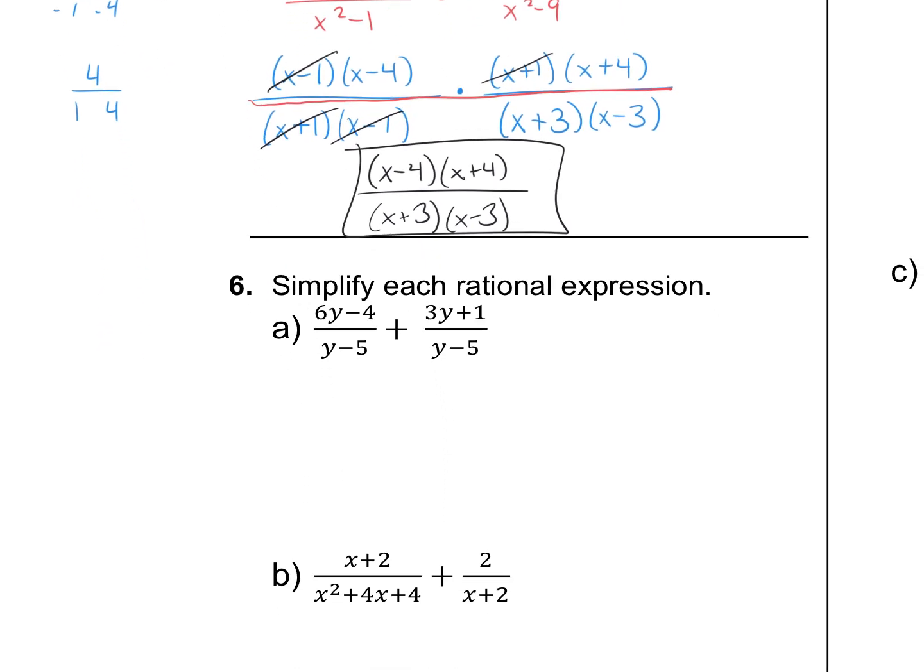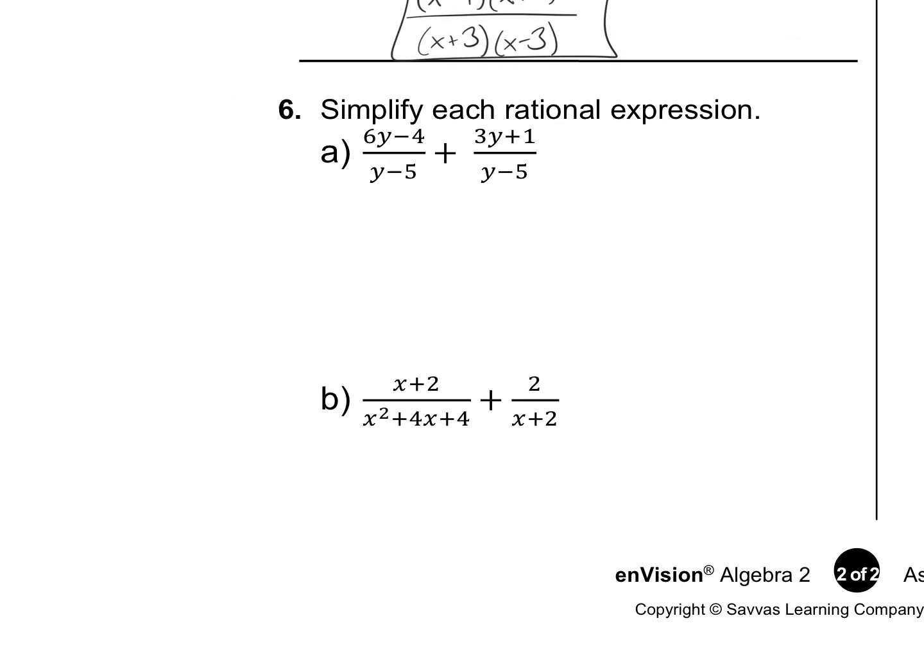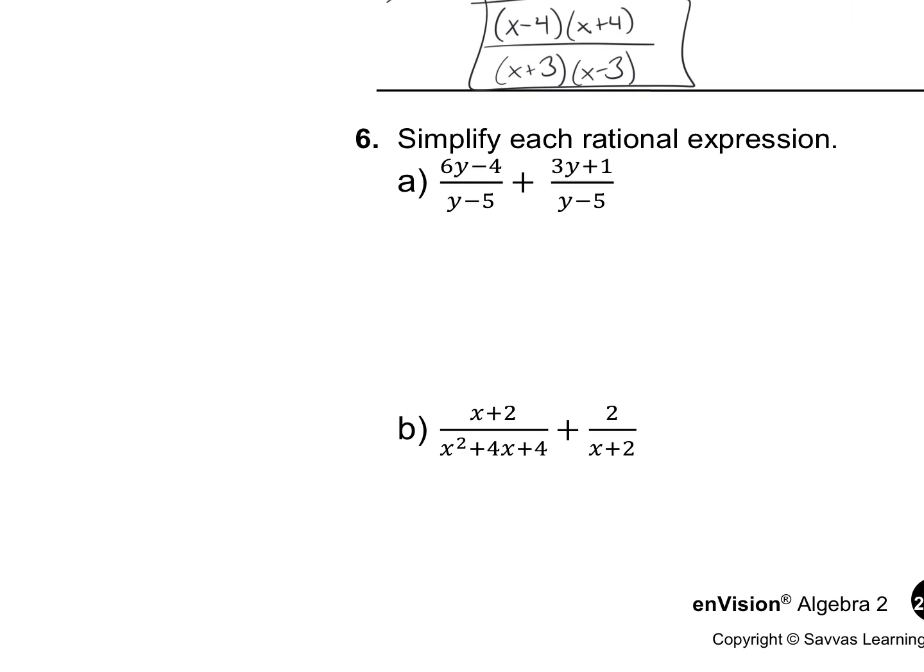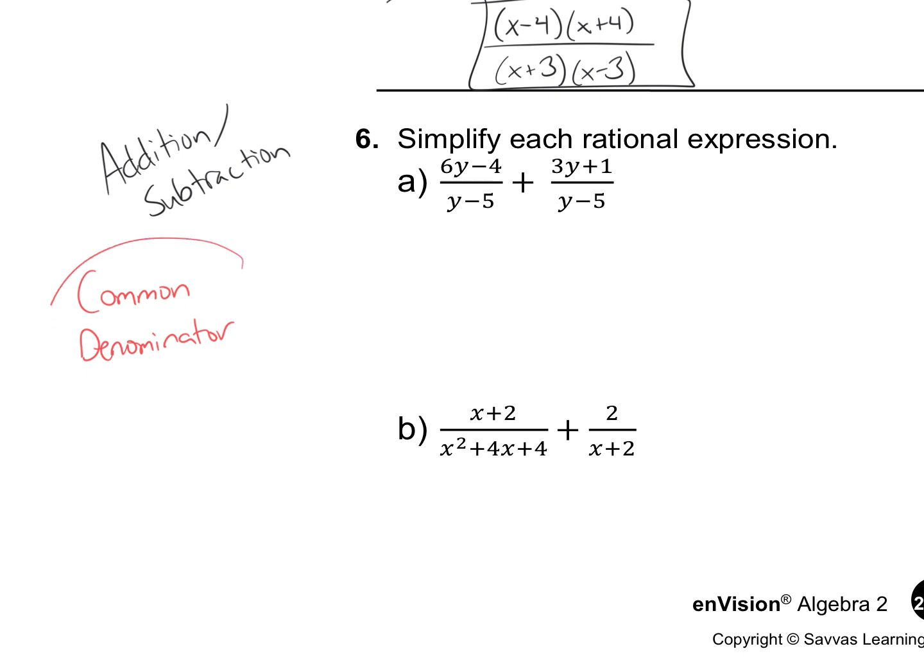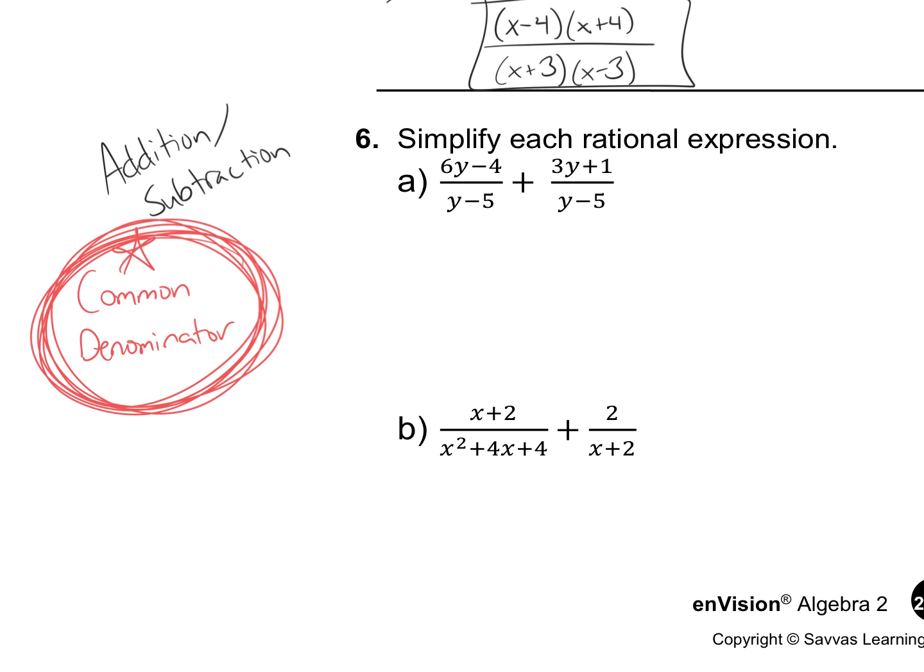Now we're getting to number 6. What do you notice about number 6? It's adding and subtracting. Write that down. Addition and subtraction. What do we have to look out for now? We need a common denominator. Write that down. Circle it, star it, something. We need that common denominator from here on out.